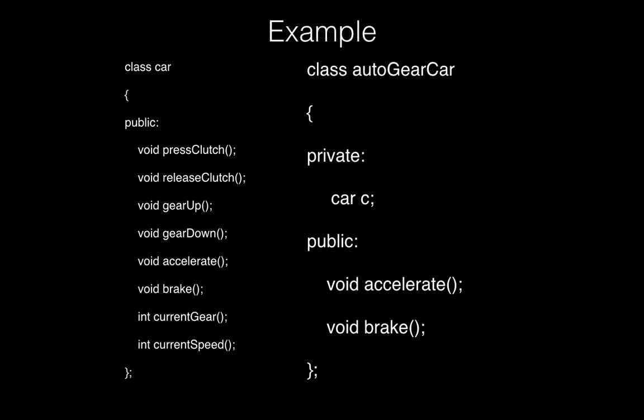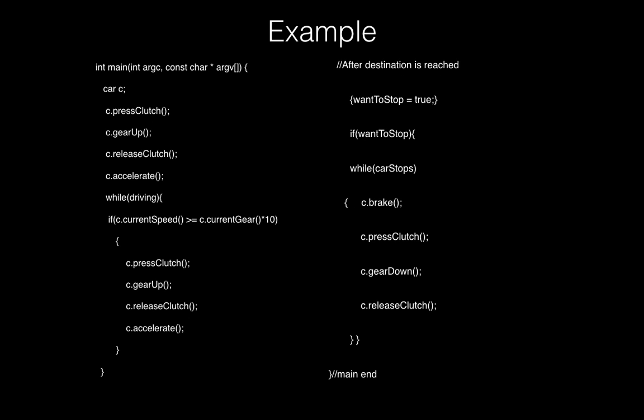So let's see a simple example where, let's say you have an existing car, an old fashioned car, and now you want to provide an auto gear car where you don't have to manually change the gears. So here is the existing interface of class car where you have to do gear up, gear down, press clutch, release clutch and all. But with the auto gear car you will be providing a simpler interface, like just accelerate and brake. This is not exactly in sync with the actual auto gear car, but we'll use that as an example.